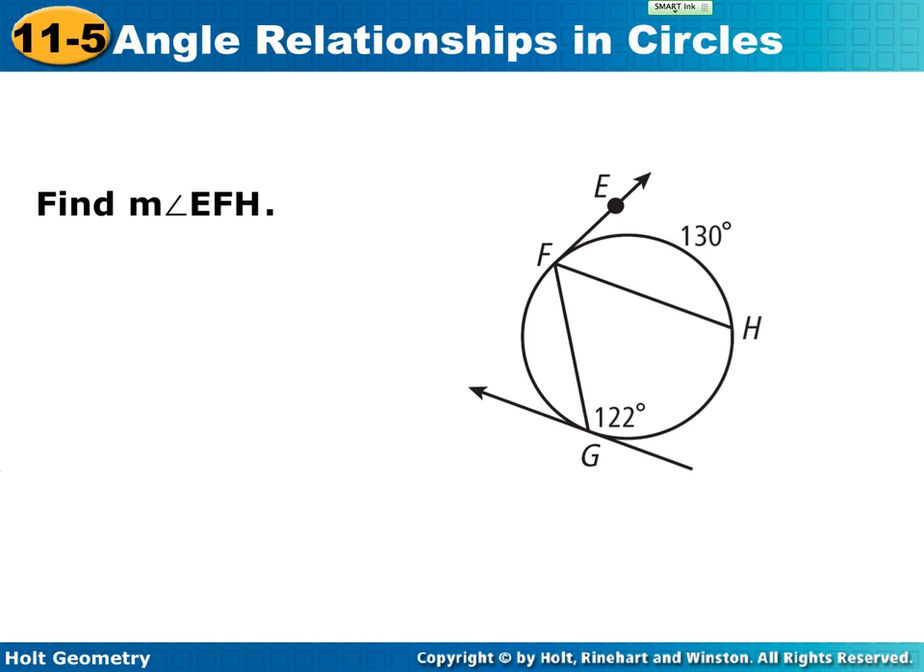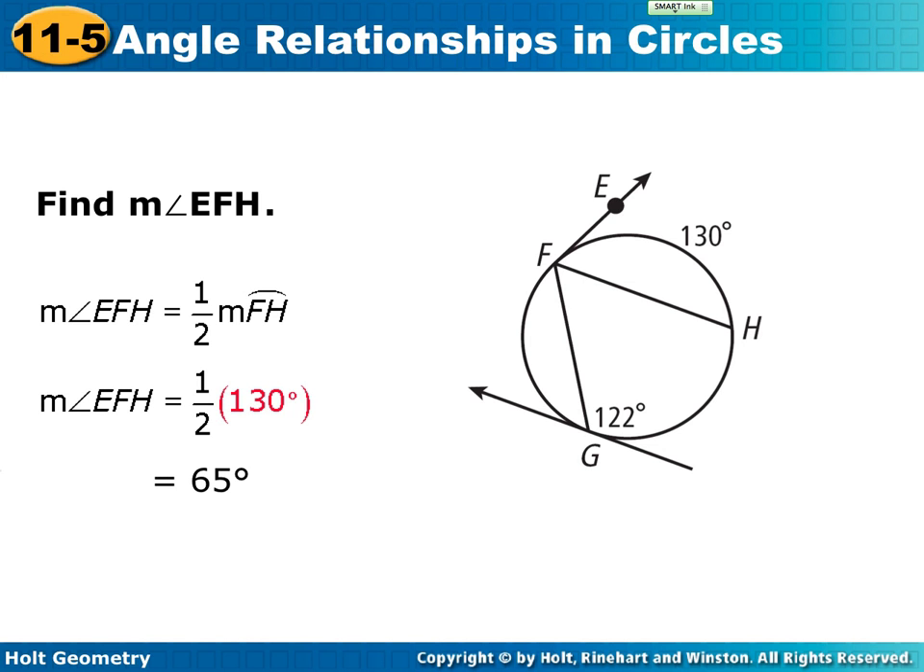All right, here's an example. Find the measure of angle EFH. So trace angle EFH. Where's its vertex? F, which is on the circle. So the angle is going to be half of the arc. What's the arc that's inside it? 130, so half of 130? 65. It really is just like the ones we've been doing, but it turned and we have a tangent now instead of two chords. See that?